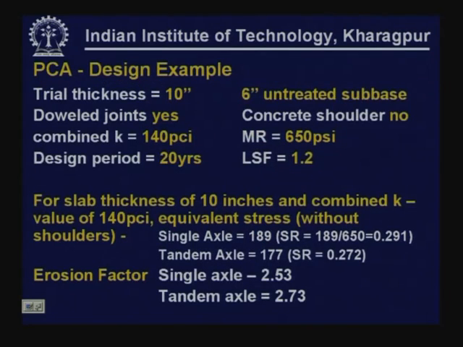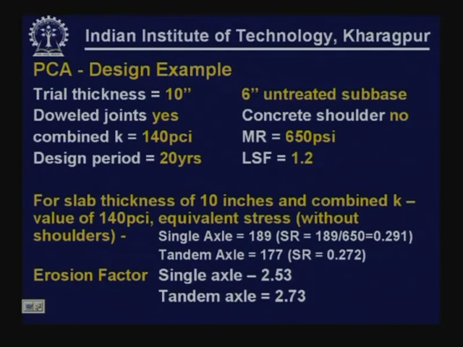Starting with a trial thickness of about 10 inches, for the 6-inch untreated subbase that we provided, let us assume we are going to provide dowel joints, and there is no concrete shoulder. So, the combined K value is selected from the charts available from PCA as 140 PCI, and MR is given as 650. This being an important road, we will select a load safety factor of 1.2. The design period, let us consider it to be 20 years.